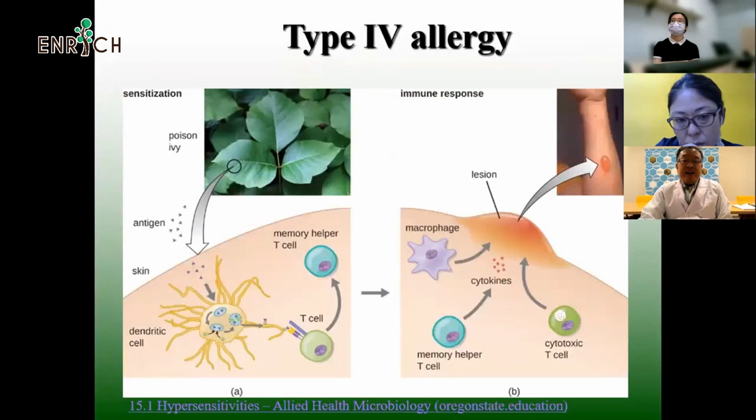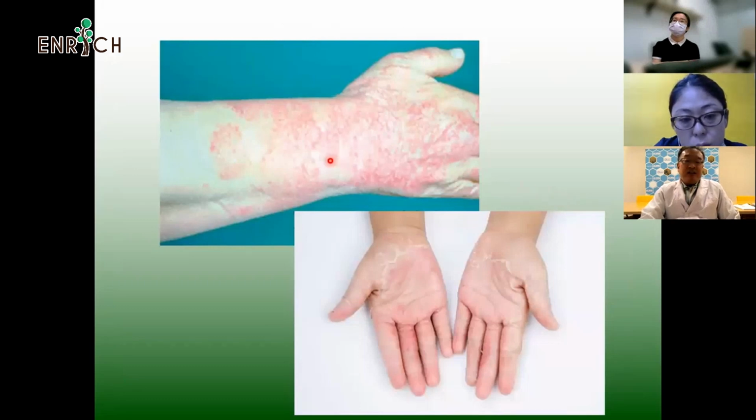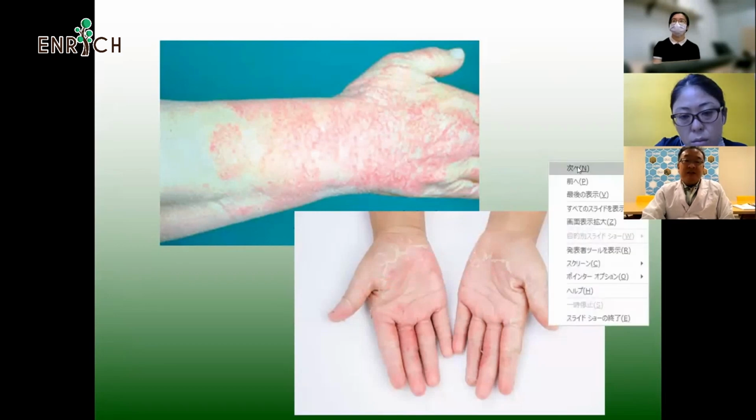Then we evaluated the effect of perilla seed extract against type 4 allergy. These are photographs of contact dermatitis. These slides show severe skin redness and edema, and we can also see itchy skin or redness of palms.